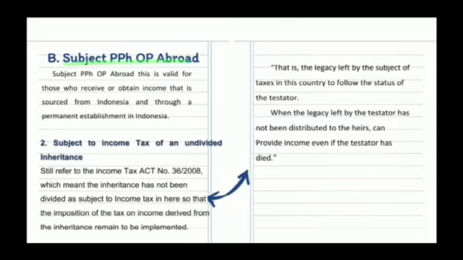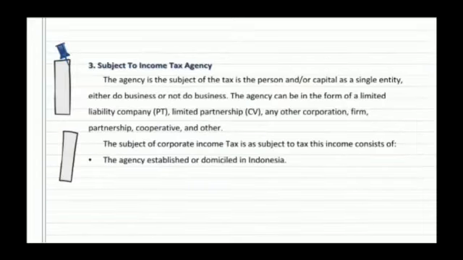2. Subject to income tax of an undivided inheritance. Still refer to the Income Tax Act number 36/2008, which means the inheritance has not been divided as subject to income tax in here, so that the impositions of the tax on income derived from the inheritance remain to be implemented. That is, the legacy left by the subject of taxes in this country follows the status of the testator. When the legacy left by the testator has not been distributed to the heirs, it can provide income even if the testator has died.